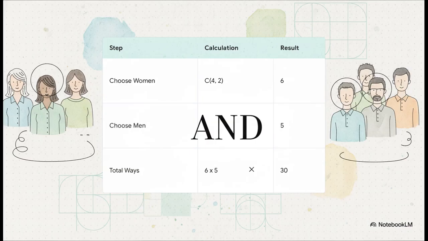Imagine we need a committee with exactly 2 women from a group of 4 and 1 man from a group of 5. The trick is to break it into 2 smaller, separate combination problems. First, how many ways can we choose the women? Well, that's C(4,2), which gives us 6. Second, the ways to choose the man. That's C(5,1), which is 5. And since we need the women times the man, we multiply those results. 6 times 5 gives us 30 total possible committees.